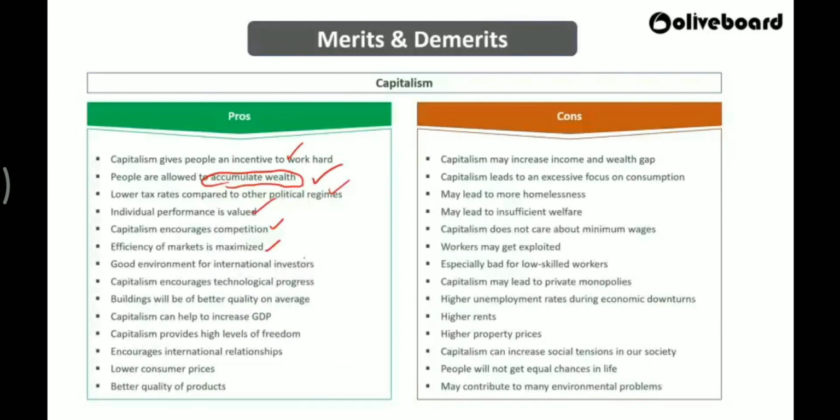Good environment for international investors. Yes, investments will improve. Capitalism encourages technological progress. Yes. Yes or no? Yes, because I am private, I always try to innovate something. I always try to save some cost, reduce some cost. So wherever it is possible for me to introduce technology, I'll introduce technology.